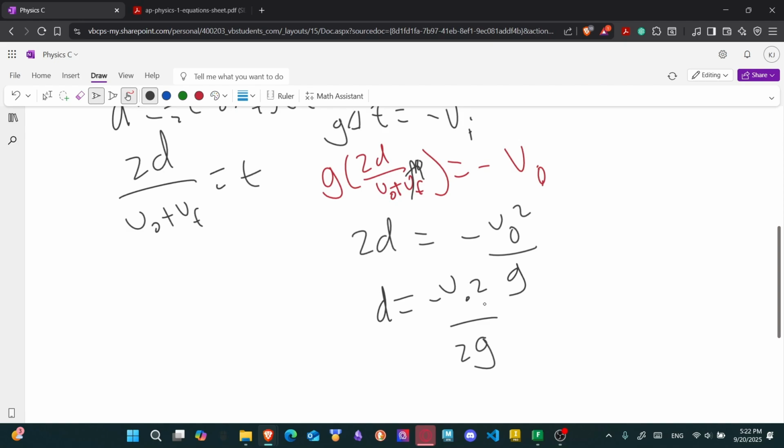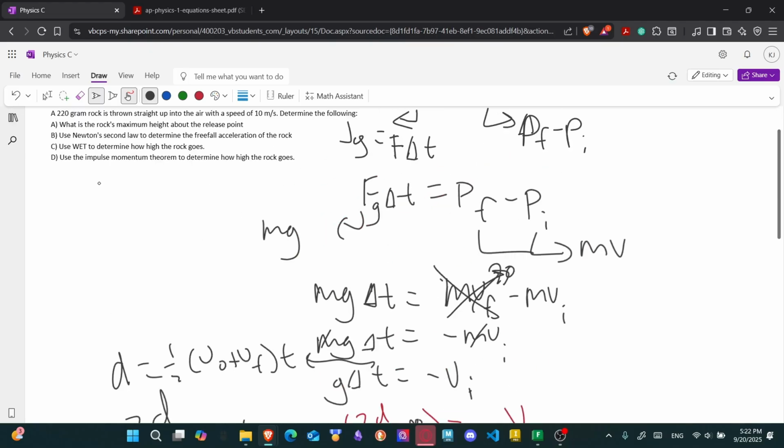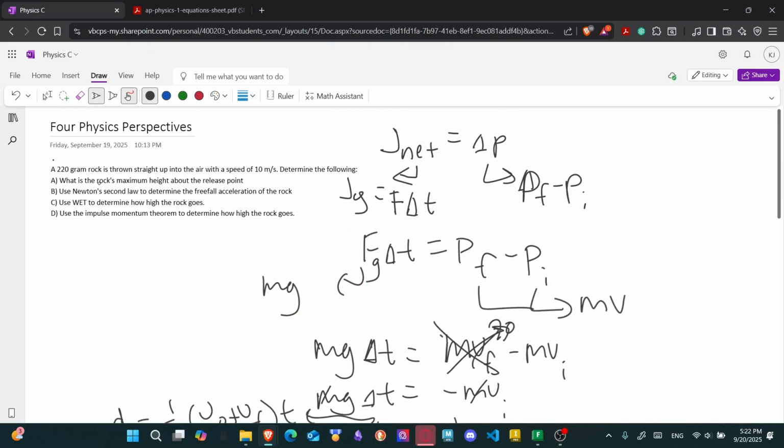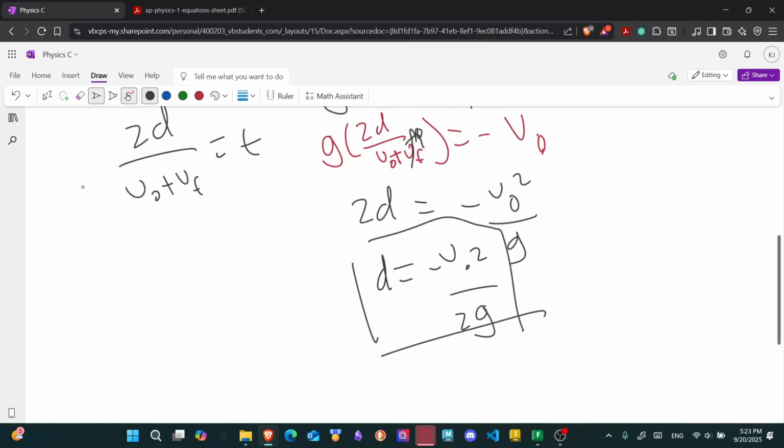And realize how you're able to get the same equation from different perspectives. So this question really shows you how you can solve the same question with multiple physics perspectives. And I hope you are able to understand that you can do it, you just use different methods.